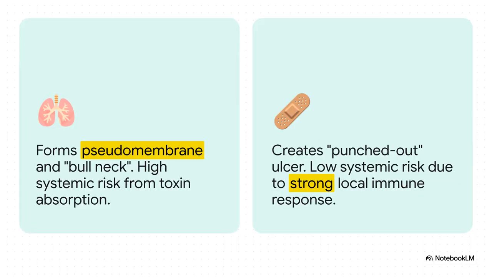Incredible. Now, depending on where this bug sets up shop, you get 2 wildly different diseases. You have respiratory diphtheria, the one we all think of with the pseudomembrane, the bull neck, and a huge risk of the toxin going systemic. But then you have cutaneous diphtheria, which is more of a chronic, punched-out ulcer on the skin. And because the immune response in the skin is so strong, systemic complications are actually pretty rare.